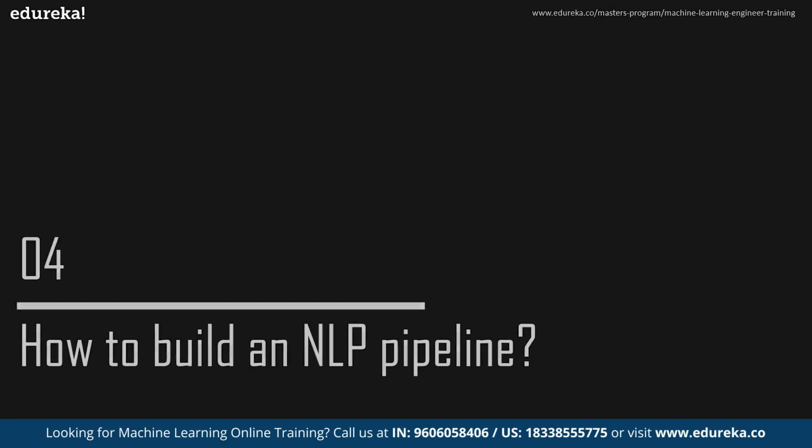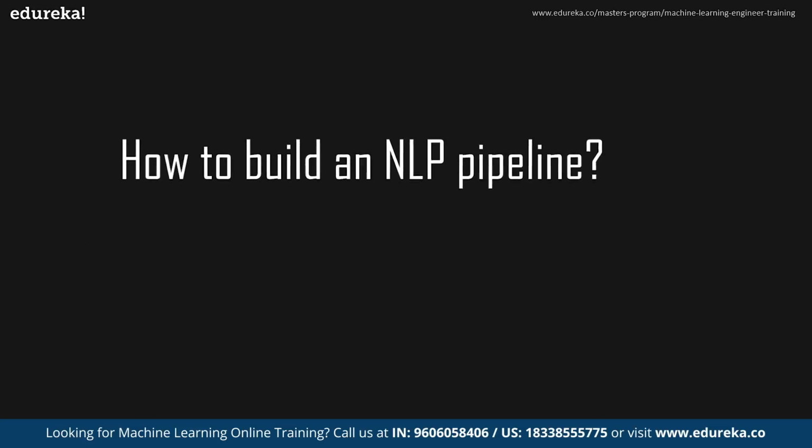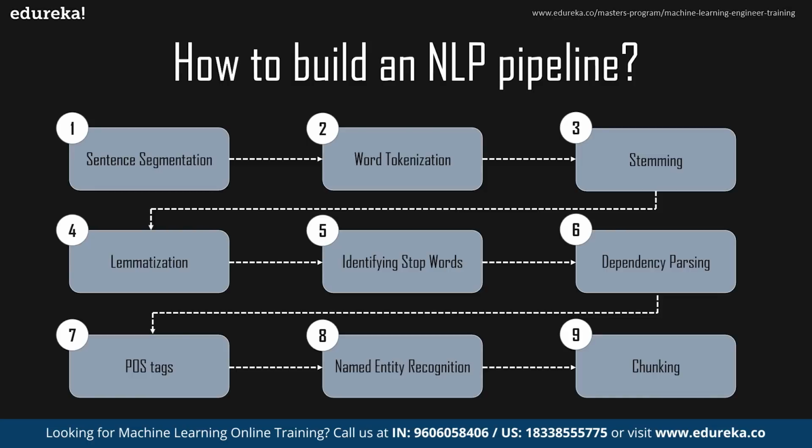Moving ahead, let's understand how to build an NLP pipeline. The first step is sentence segmentation. Sentence segmentation is the first step for building the NLP pipeline. It breaks the phrase into separate sentences. The second step is word tokenization. Word tokenizer is used to break the sentence into separate words or tokens.